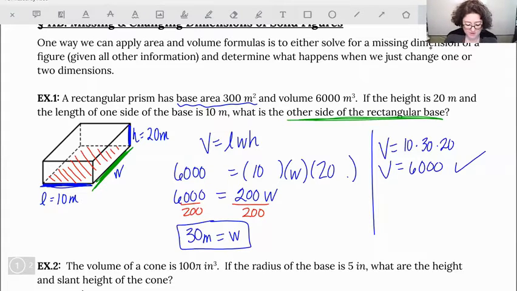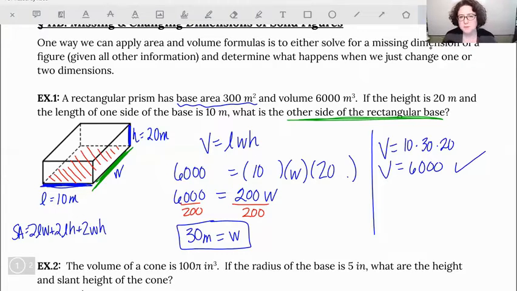But looking at the formula that we have, surface area for this kind of figure was 2LW plus 2LH plus 2WH, definitely a lot more complicated to solve that for. So volume was probably the good way to go.